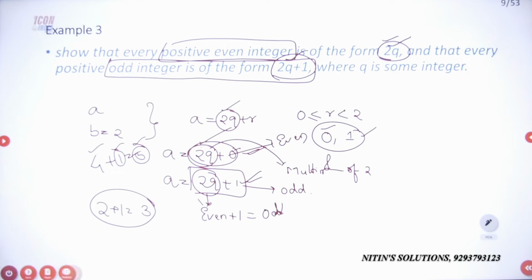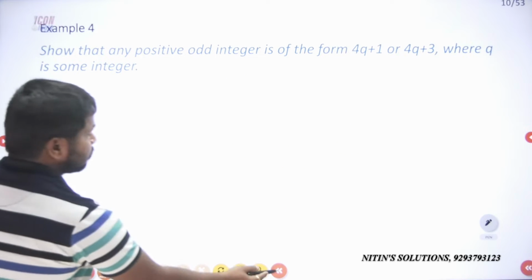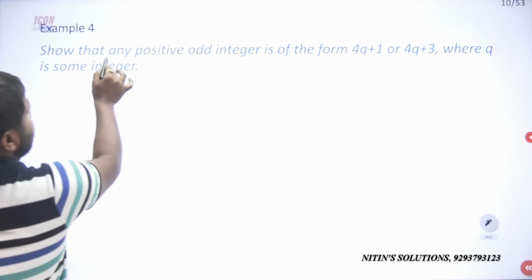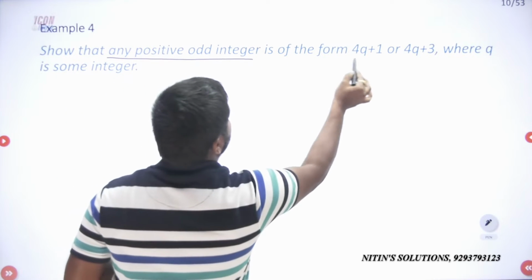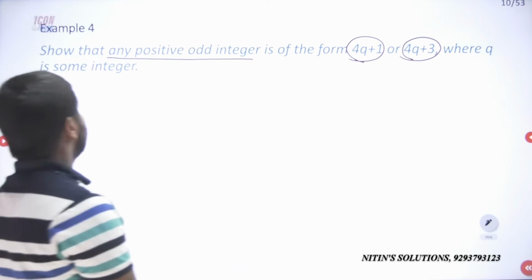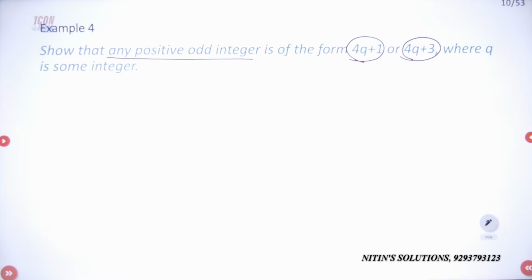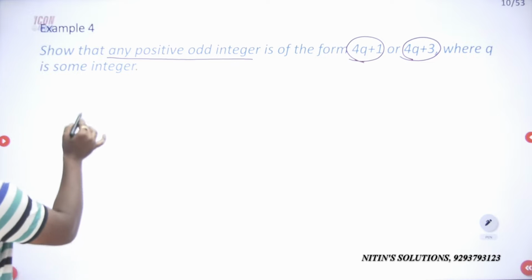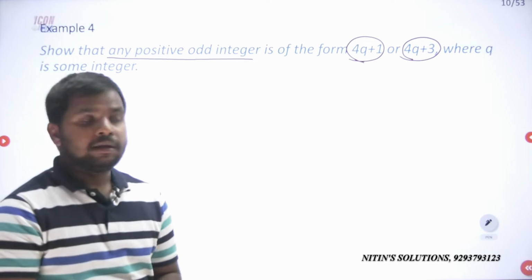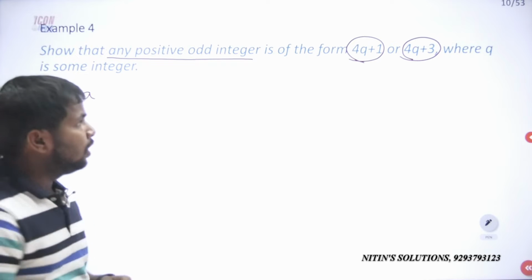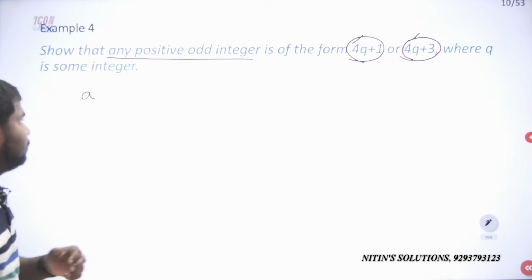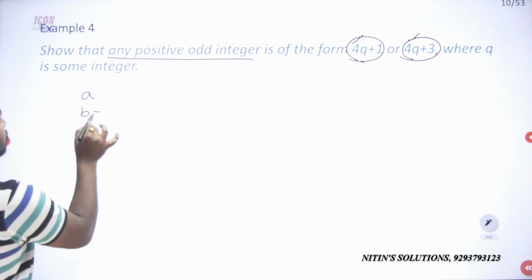Now, coming to the next question. The next question is: show that any positive odd integer is of the form 4q plus 1 or 4q plus 3, where q is some integer. Now, I am taking my integer as a. What will be the divisor? They have given that 4 will be the divisor. Now, I am taking b equals 4.